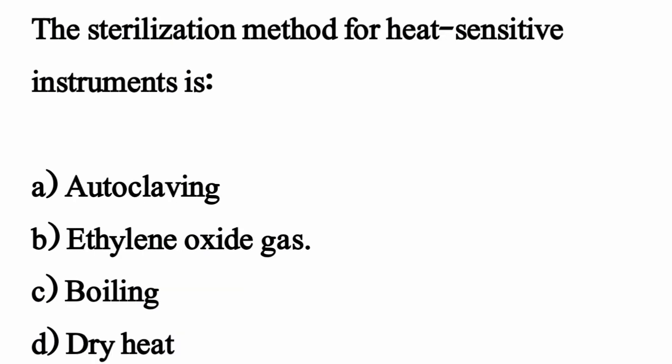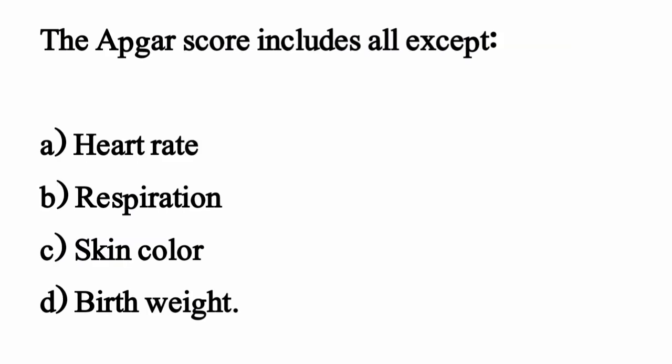The sterilization method for heat-sensitive instruments is. The correct option is option B, ethylene oxide gas. The Apgar score includes all except. The correct option is option D, birth weight.